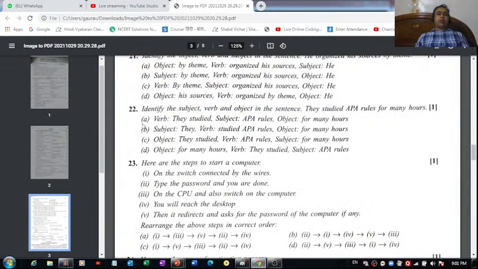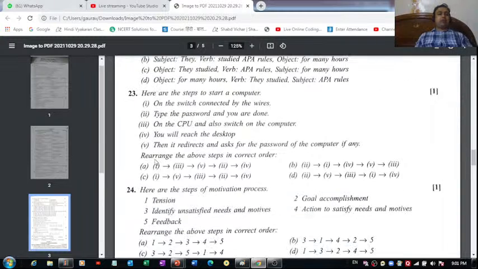Then we have question number 22, which says identify the subject. Again, we have to identify the subject, verb, and object. Let's do that quickly. They studied APA rules for many hours. Studied is of course the verb. Here, they is the subject, and for many hours is the object. So the correct answer of this one is part B.